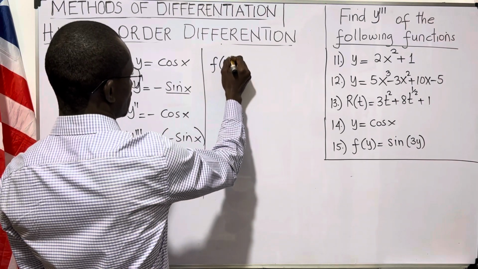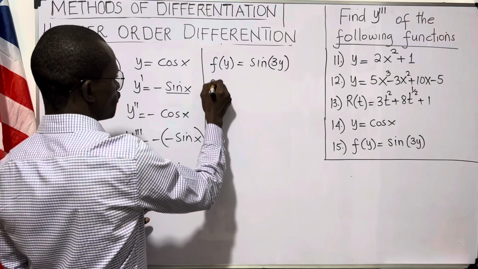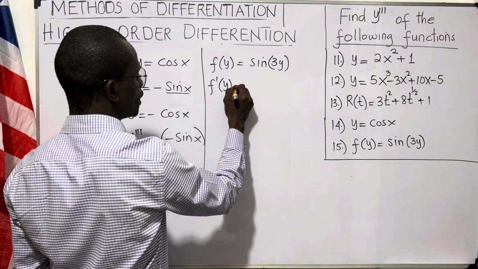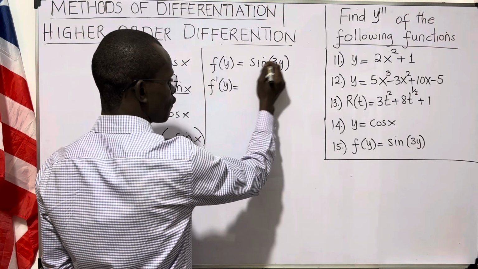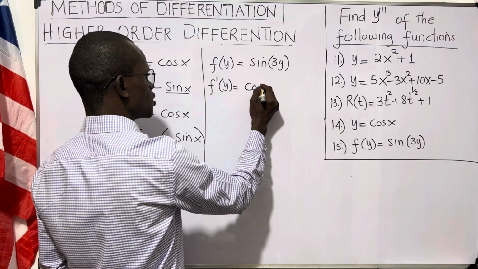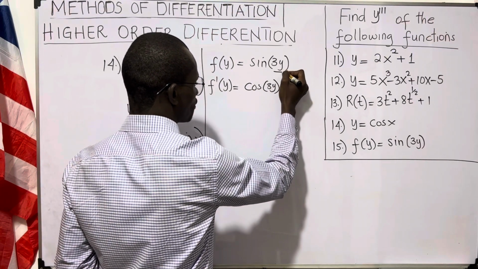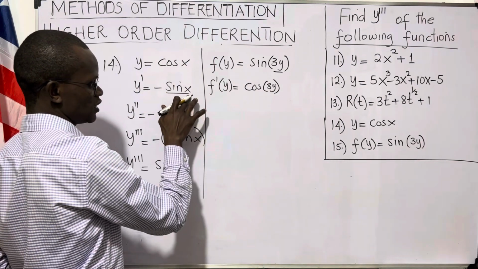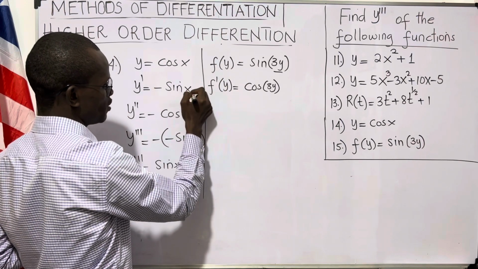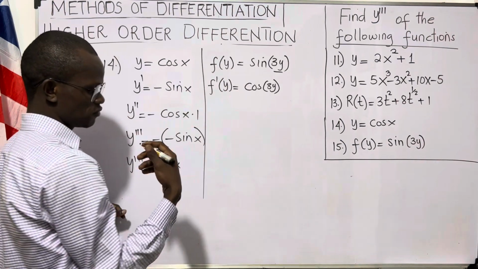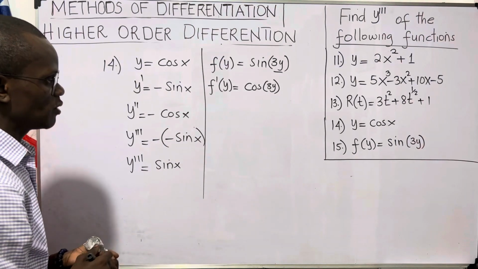f of y is equal to sine of 3y. So we find the first derivative, f prime of y. Let's differentiate this trig function. The derivative of sine of an angle is cos of that angle. Then we differentiate the angle. Now the reason why we did not differentiate the angle before is because the angle's coefficient is just 1. The angle is just x, and the derivative of x is 1. So we could even differentiate it, but it's just 1, so it won't change the problem in any way.